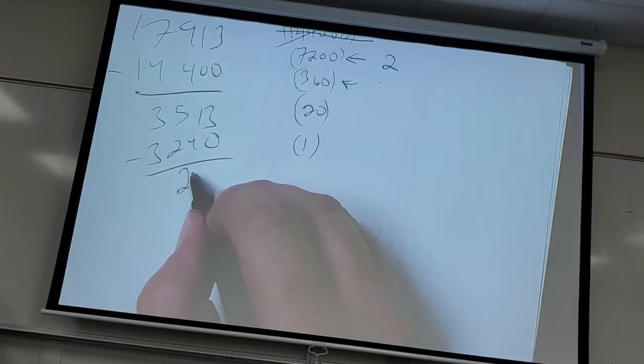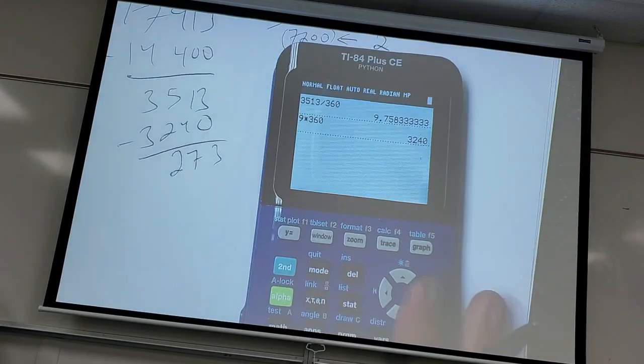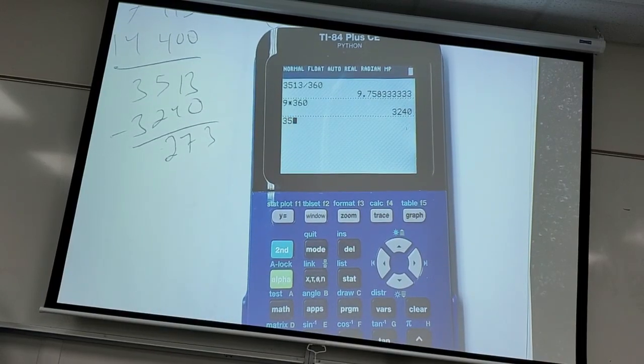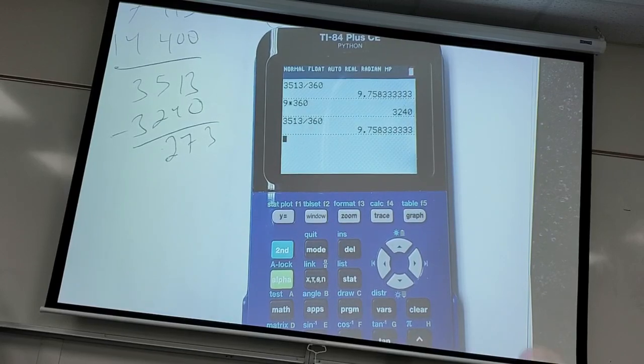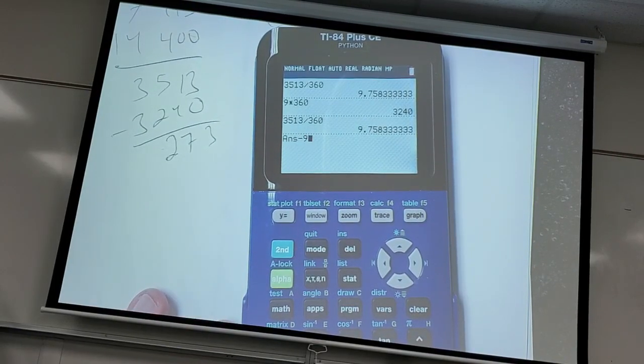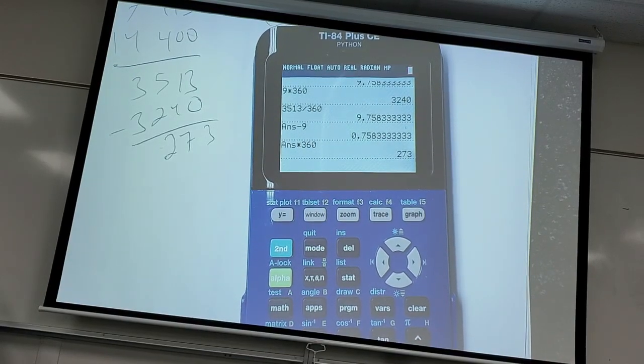Again, you can do this in count. 273, is that cool? You with me? Now watch real quick. This doesn't mean anything, just if you happen to watch, this is so cool. If I go back to 3513 divided by 360, the 9 is all we care about. Well, I take the 9 away, minus 9. Multiply that by 360, I get 273.